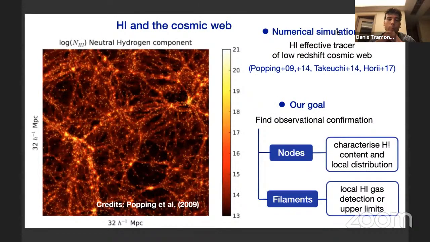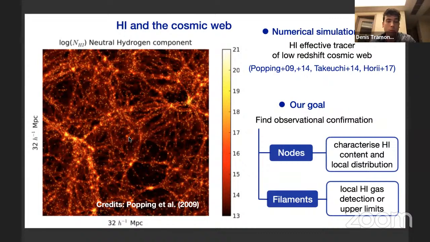So H1 and the cosmic web. Well, we know from numerical simulations that the neutral gas is a very good tracer of cosmic structures at low redshift, as we can see, for example, from this snapshot of a numerical simulation. So the question is, can we actually observe this neutral cosmic web with our telescopes? And this is what I'm going to talk about in this presentation.